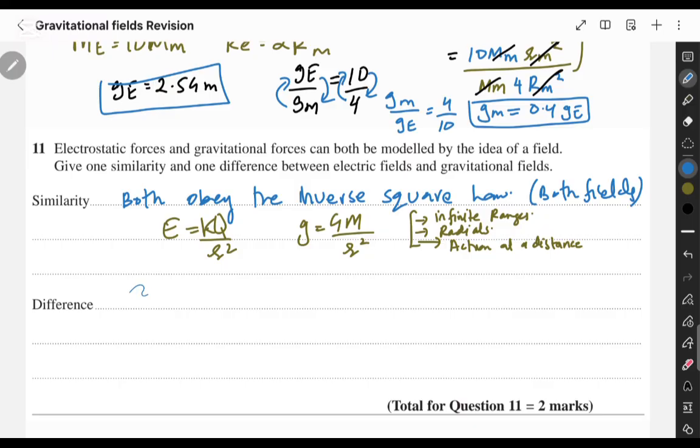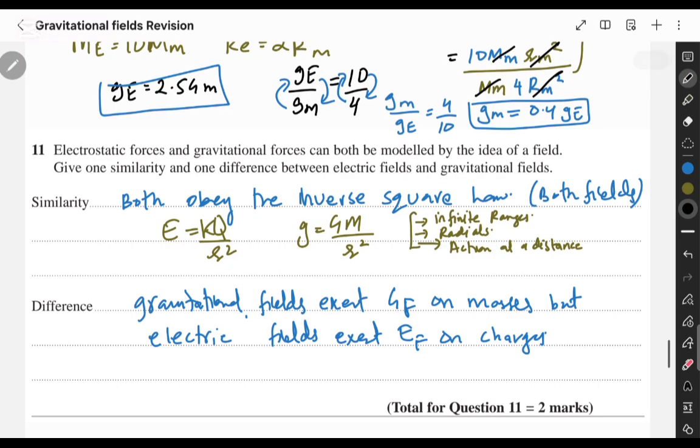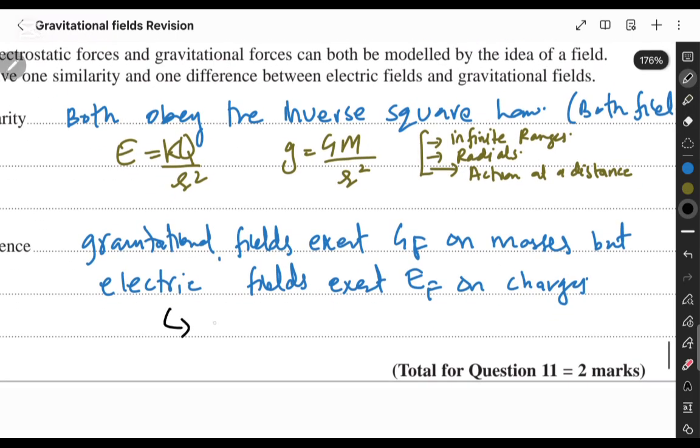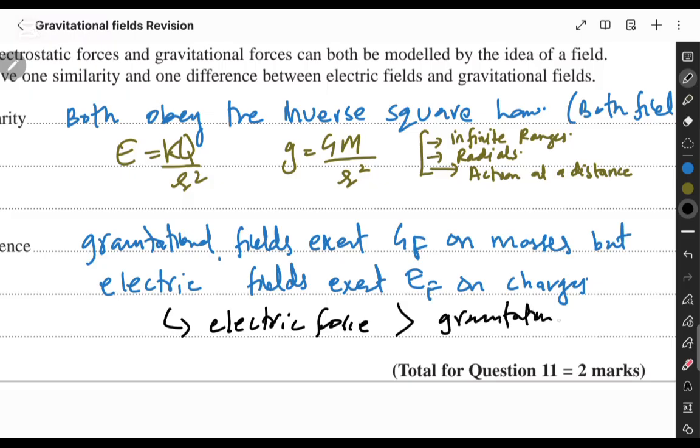Now for difference, let me just write it properly. So the difference you can write is gravitational fields exert gravitational force on masses, but electric fields exert electric force on charges. You can also write other points such as that electric forces that act on charges are way stronger than the gravitational forces, given that the charges and masses have the same separation. You can also write that gravitational fields are always attractive. Okay, and you can also write that the electric field can be attractive or it can be repulsive as well.